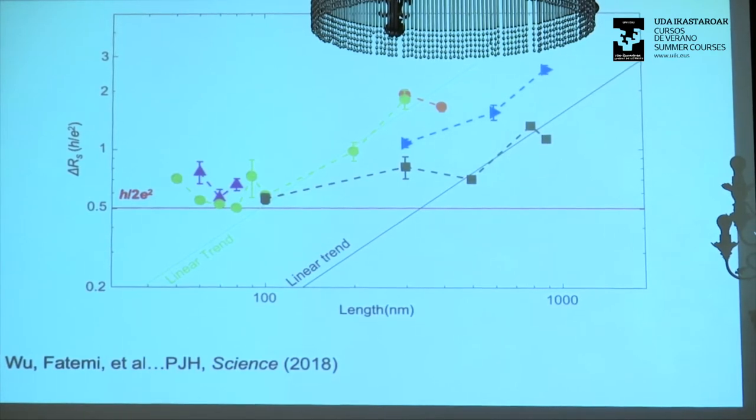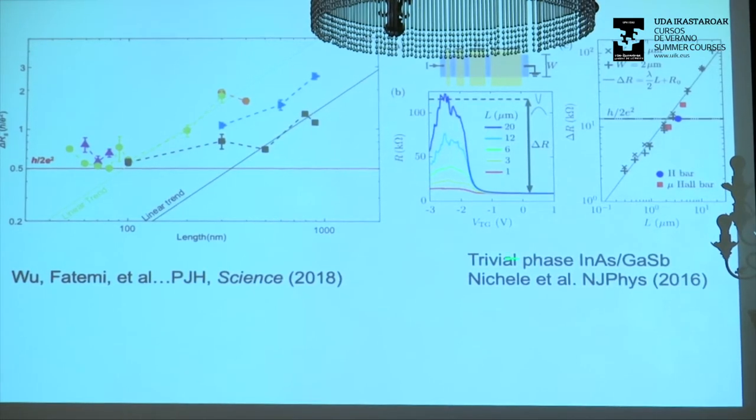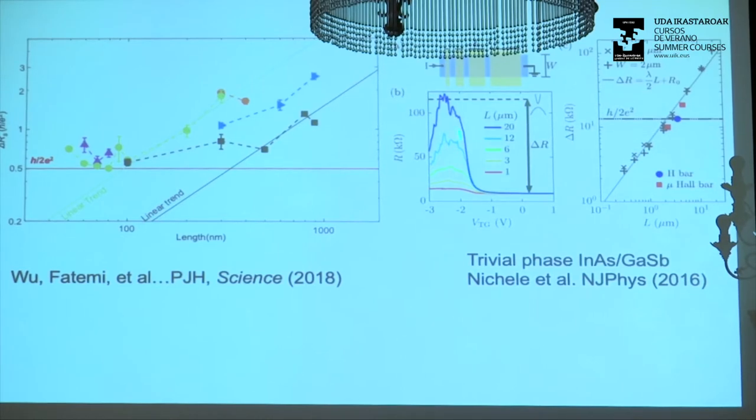I don't know why. I am aware of this study in indium arsenide, gallium antimonide. It's also a 2D topological insulator, except that you can also grow it in the trivial phase. And there was a study by Charlie Marcus and Leo Kouwenhoven on the trivial phase, and they showed that this step in resistance can shoot all the way through h over 2e squared. So basically, this doesn't saturate because this edge state is trivial. You can choose any length of your resistor, and you will get any value of resistance accordingly. But this has not been done for other 2D quantum spin Hall insulators.